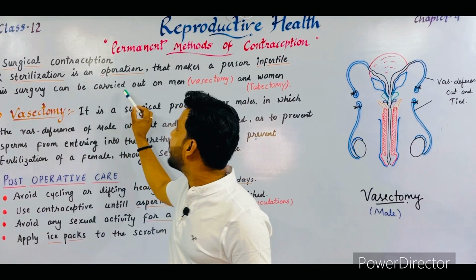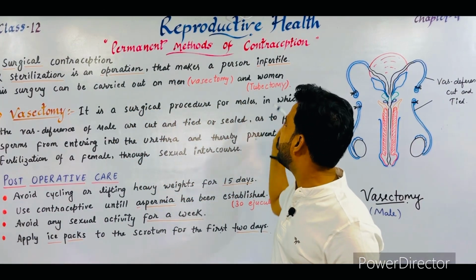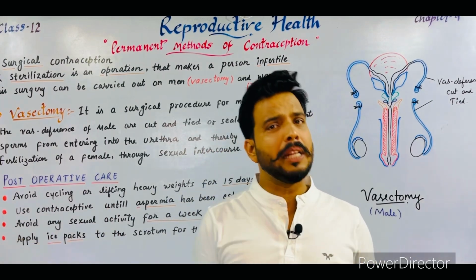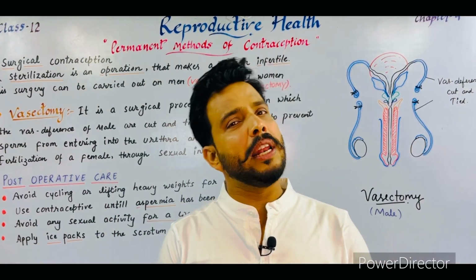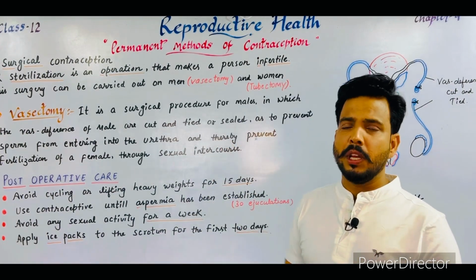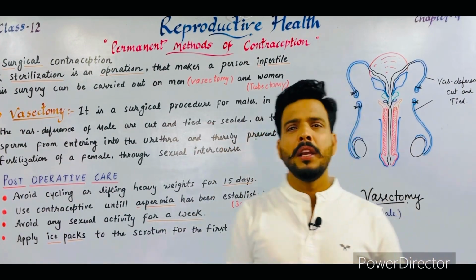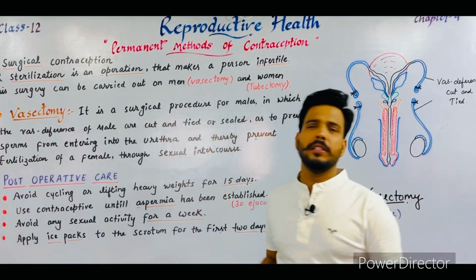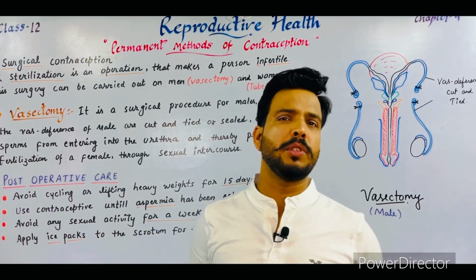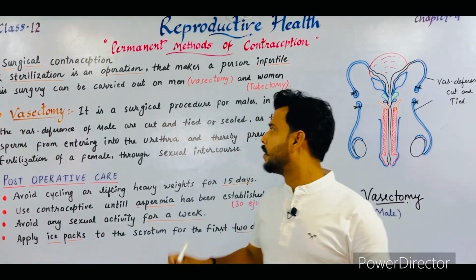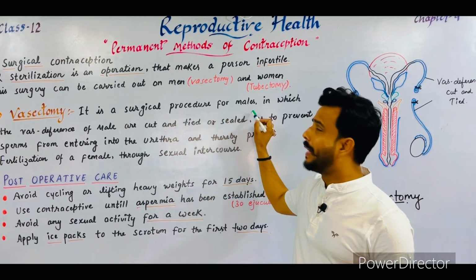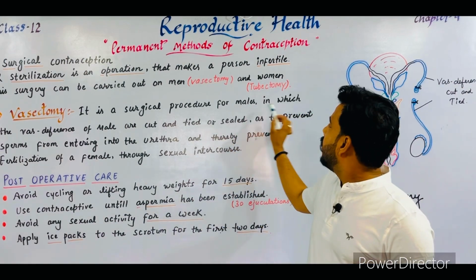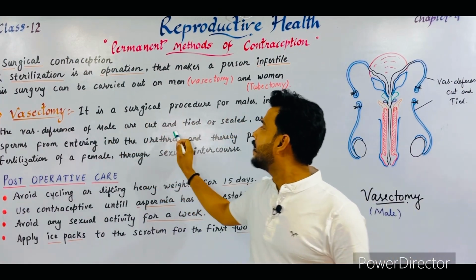This surgery can be carried out on men, called vasectomy, and on women, called tubectomy. In males it is termed vasectomy, while in females it is termed tubectomy. First we will talk about vasectomy, as I made a diagram of it. As I told you before, it is a surgical procedure, a small surgery, especially for males, in which the vas deferens of the male are cut and tied.